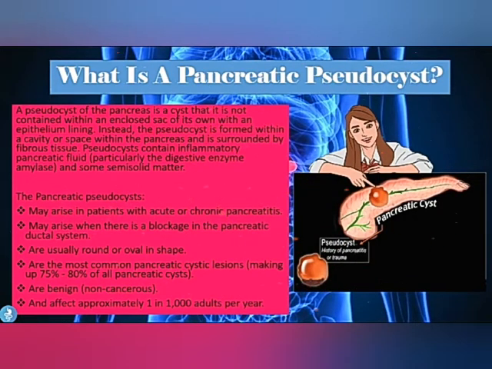Pancreatic pseudocysts may arise in patients with acute or chronic pancreatitis. They may arise when there is a blockage in the pancreatic ductal system, and they're usually round or oval in shape, and they make up the most common pancreatic cystic lesions. They make up about 75 to 80% of all pancreatic cysts. So the pseudocysts are actually very common. They are benign, meaning they are non-cancerous, and they affect approximately 1 in every 1,000 adults per year.